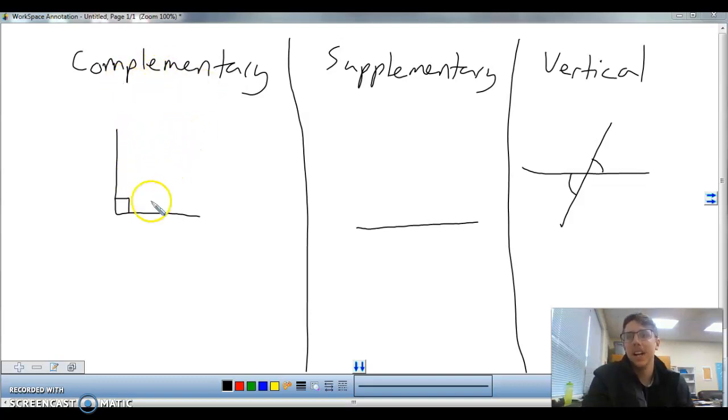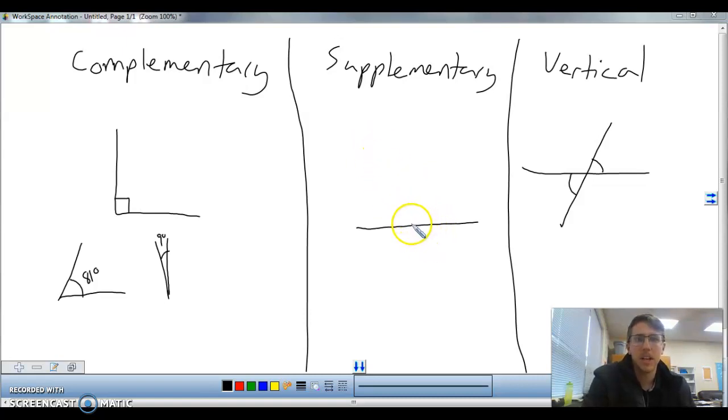Remember, complementary angles add up to 90 degrees, okay? So for example, you could have something like 81 degrees and then another angle that's 9 degrees. Well, since those two angles add up to 90, those are complementary angles, okay? Only difference between that and supplementary is supplementary adds up to 180 degrees, okay?